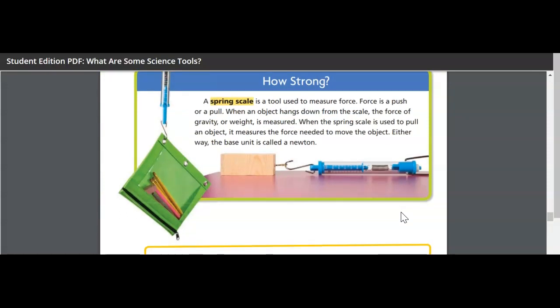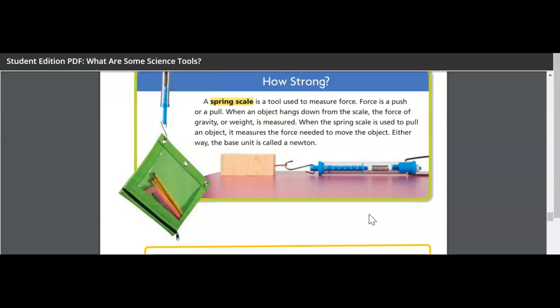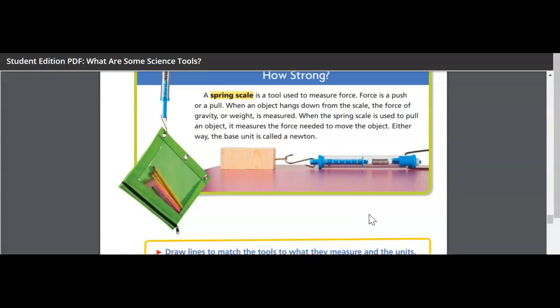How strong? A spring scale is a tool used to measure force. Force is a push or a pull. A push or a pull, not a pool. You don't dive in it. When an object hangs down from the scale, the force of gravity or weight is measured. So this is very important to bear in mind because this is one of your vocab words. When the spring scale is used to pull an object, it measures the force needed to move the object. Either way, the base unit is called a Newton, like Isaac Newton.